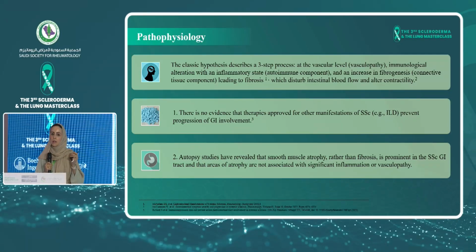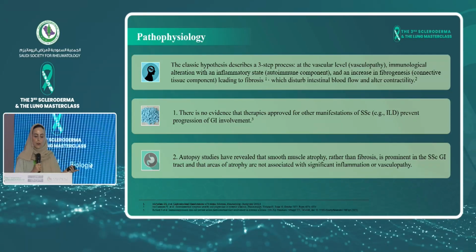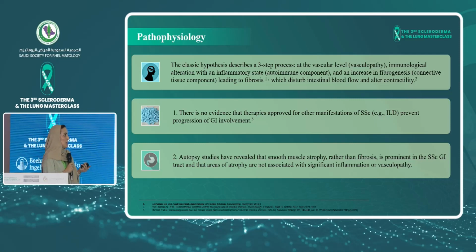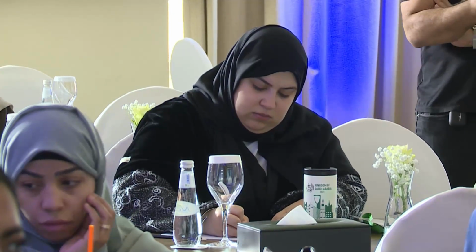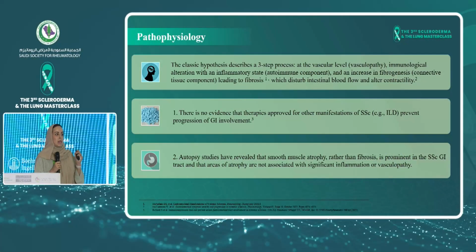But there are a couple of things that go against this theory. First, there is no evidence that therapies approved for other manifestations of systemic sclerosis, like ILD, prevent the progression of GI involvement. All our systemic sclerosis patients, you can see them, they're on multiple medications, but unfortunately, even if the lung disease is controlled, their GI progression is rapid.